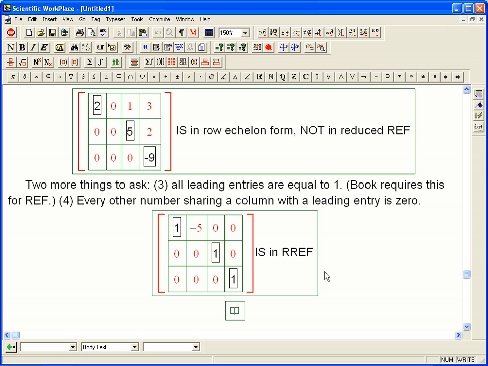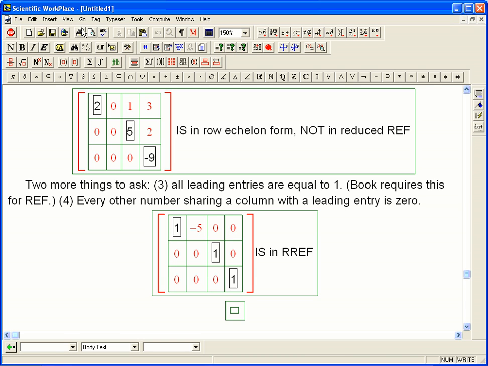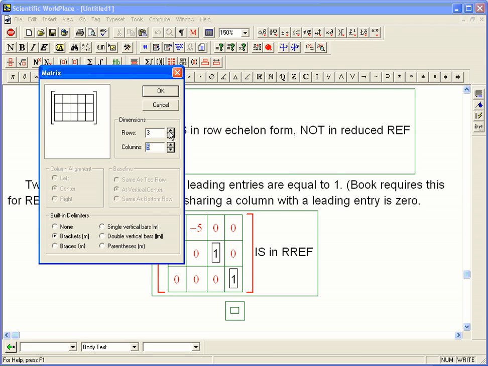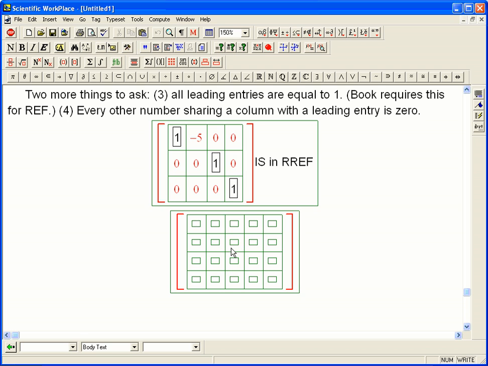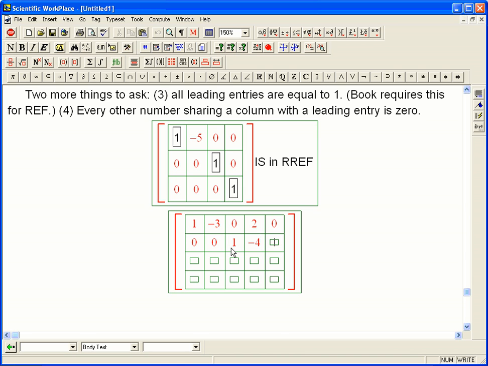Okay. So another example would be, let's just do a bigger matrix. If you've got the idea, you can stop watching now if you really want to. But let's do like a 4x5. So, for example, 1, -3, 0, 2, 0, 0, 0, 1, -4, 0, 0, 0, 0, 0, 1.